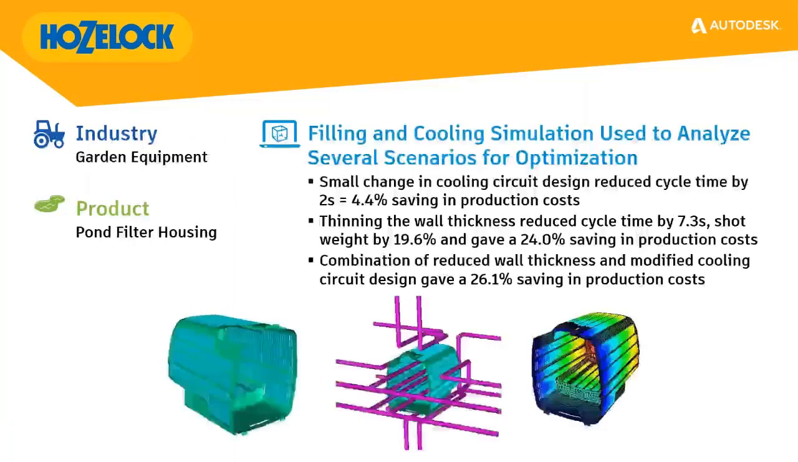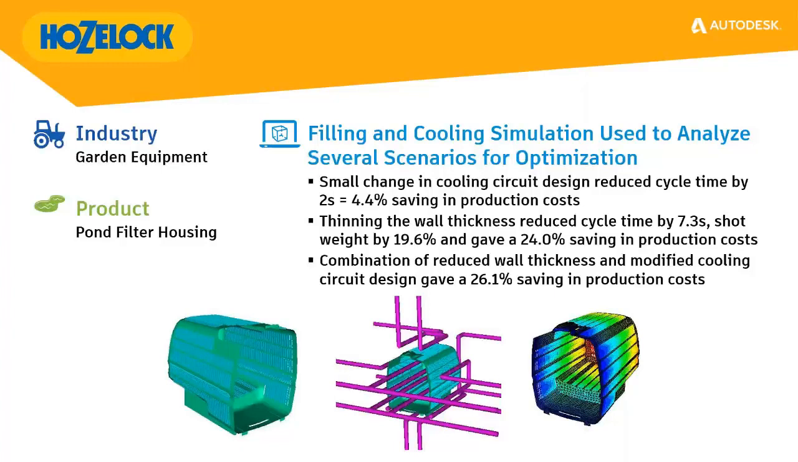I want to share another specific customer case study. This example is from a company called Huegel. The specific part here we're showing is a pond filter housing. They approached the redesign of this part using Moldflow to attempt to minimize their production costs. Through their optimization studies, they were able to reduce the cycle time by 2.2 seconds by making a small change to their cooling circuit.